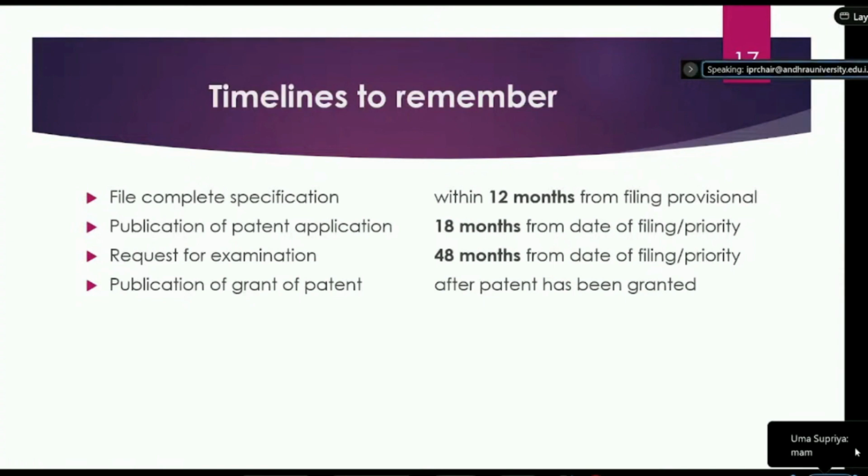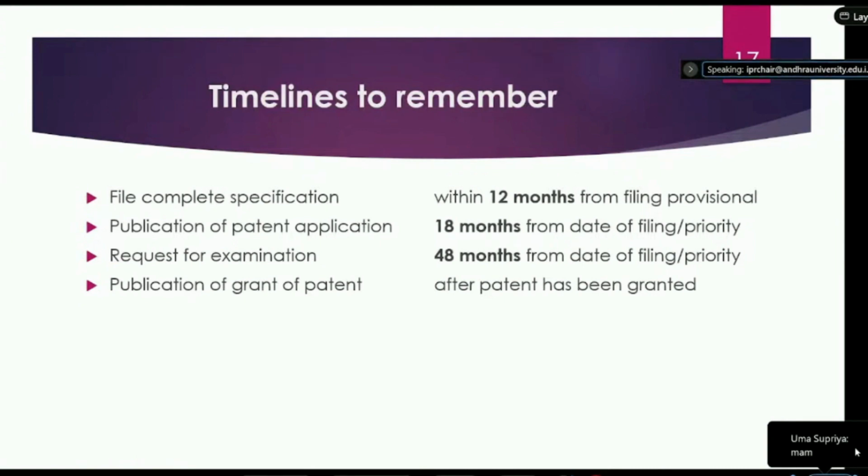So there will be two publications of your patent application. The first one is the 18-month publication, when your application is just filed and it is published as it is. The second one, the last one, is the grant publication. So your patent has been granted and the grant has been published. Now you can say I have got a patent.